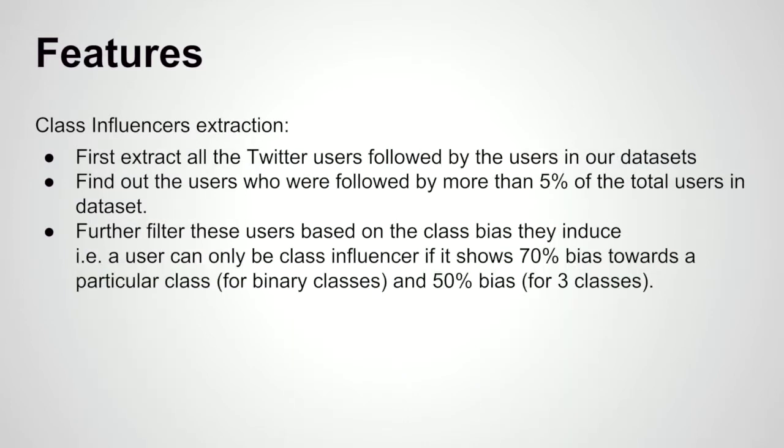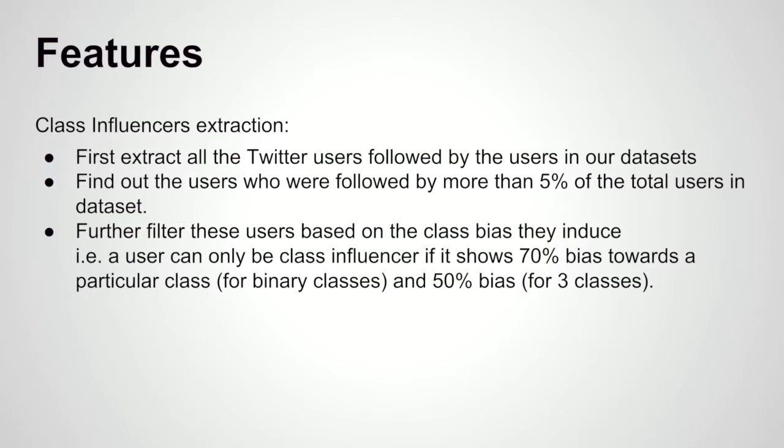We'll now discuss the method we use to extract class influencers. First, we extracted all the Twitter users followed by the users in our datasets. These came out to be nearly 500,000 users. Then we filtered these users based on the number of followers they had in our dataset. So if a user is followed by more than 5% of the total users in our dataset, they are potential candidates of being class influencer.